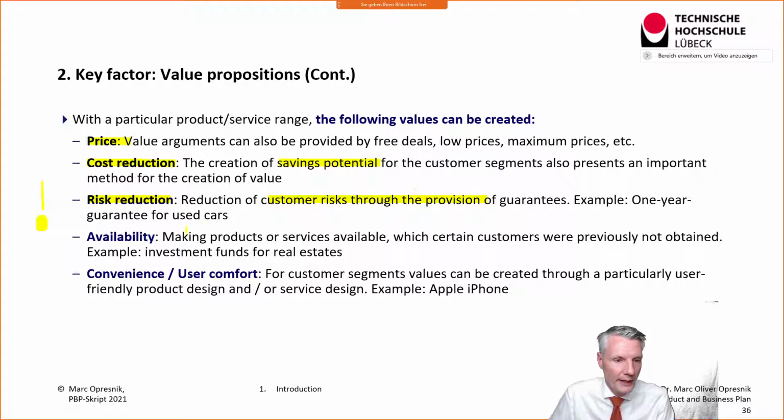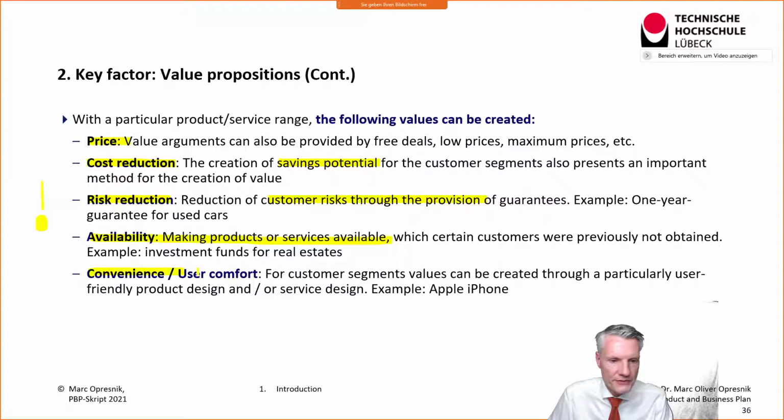Availability: making products or services available which certain customers previously could not obtain. So, for example, you're making it available for the broad public to do trading on the stock market. That is what Robinhood is doing, for example, or all the internet brokers are doing. So that is their basic CVP, that they are opening, so to say, the financial markets to a broad public at a very reasonable price.